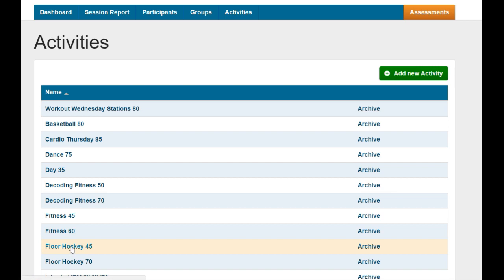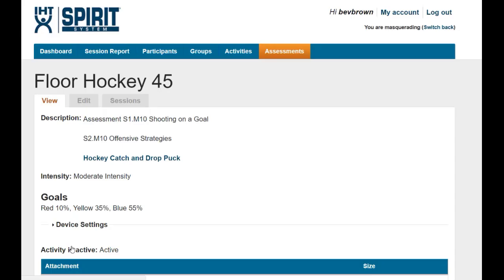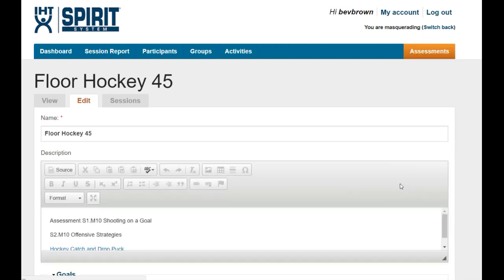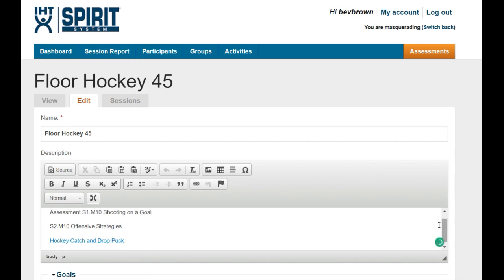So I'm going to use the activity that I have built that's called Floor Hockey 45. I would use this activity to collect goals during the time that I'm doing a lot of instructing and the students are working on skills. So in the description area, I'm going to make a note for myself. It's going to tell me that the assessment is going to be focusing on Standard 1, Middle School Measure 10, shooting on a goal. Standard 2, Middle School Measure 10, offensive strategies.